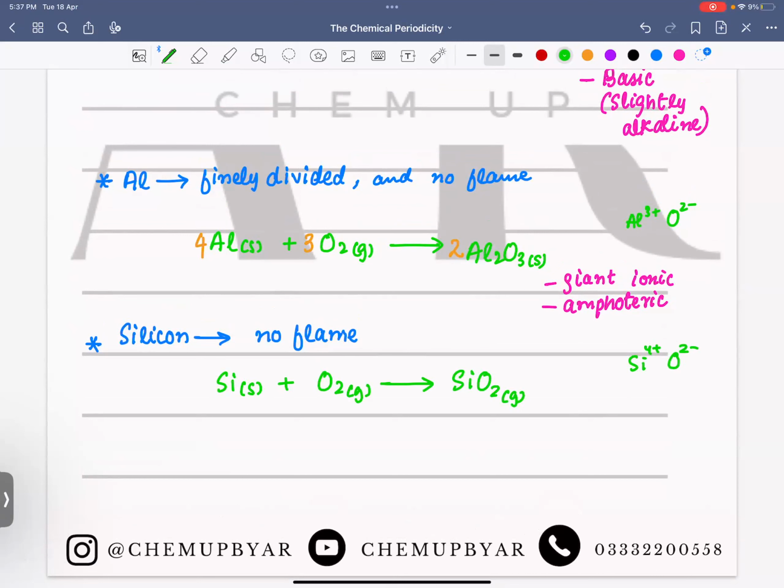And when I comment on the type of the structure, okay, one minute, it's not gas, it is also solid. So now it is giant covalent. Okay, it's not giant ionic, it is giant covalent. And the other thing is that it's acidic in nature.